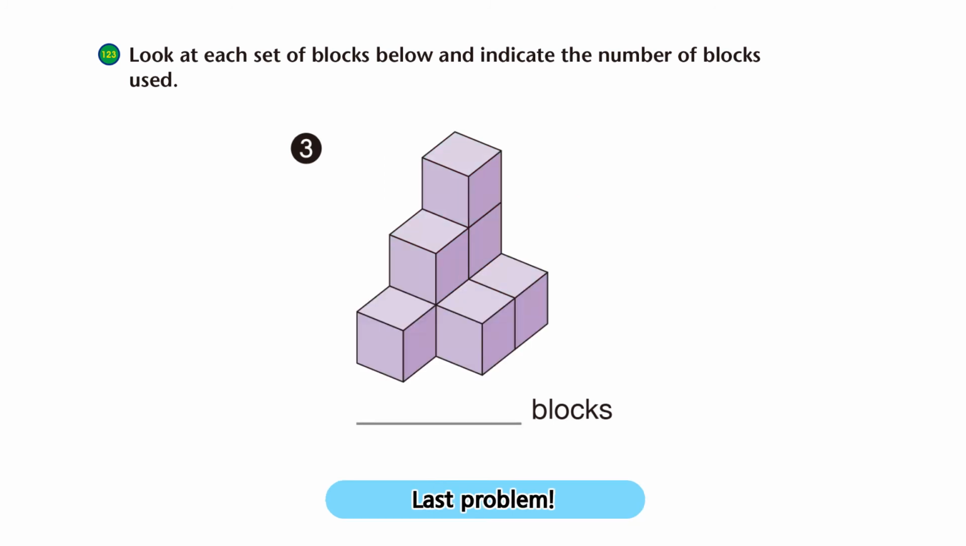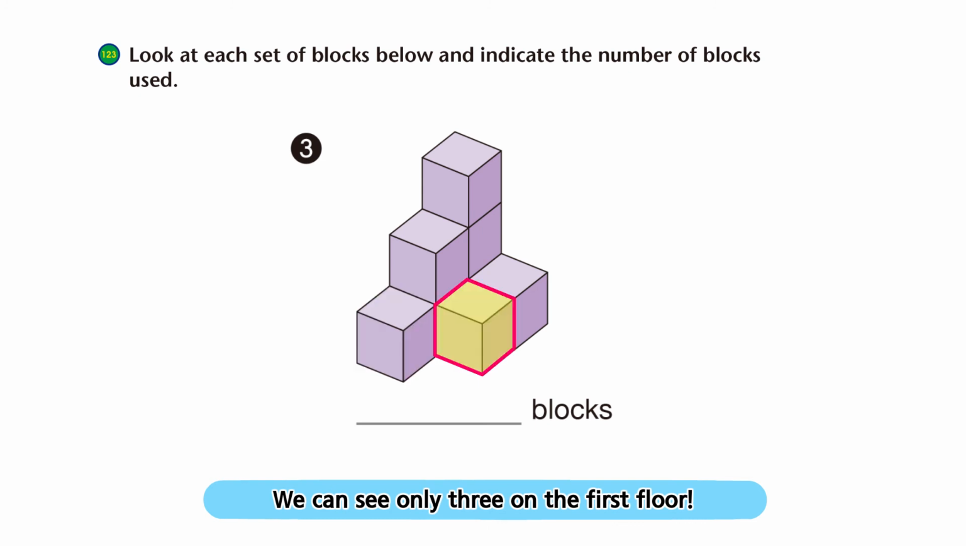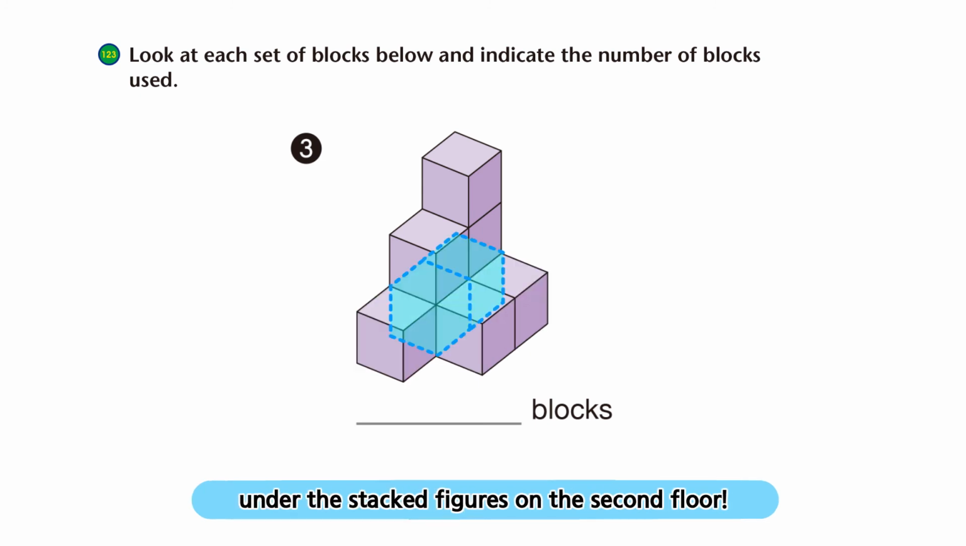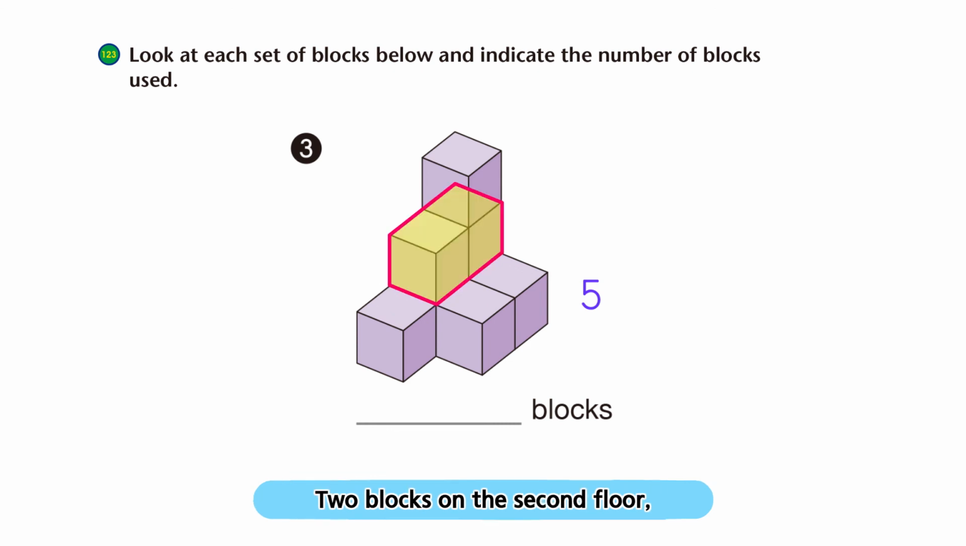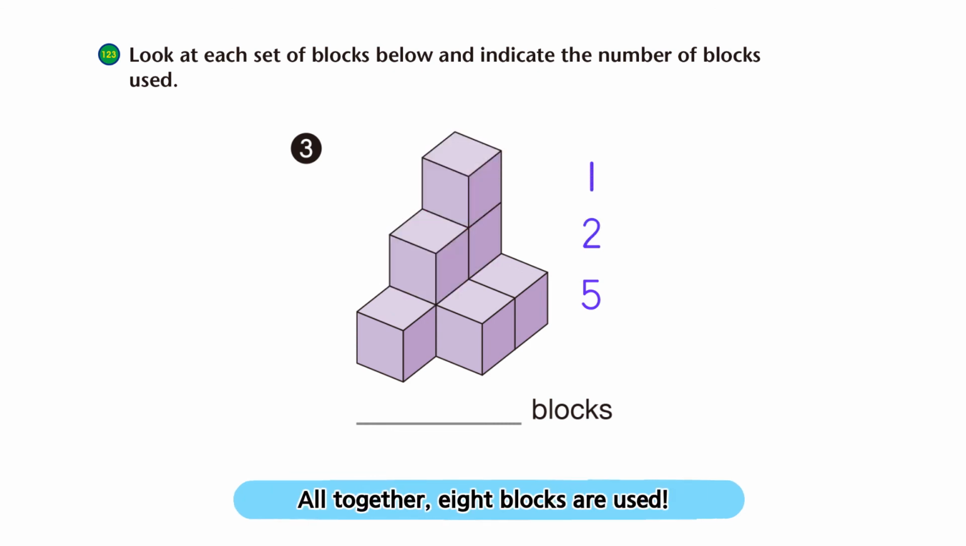Last problem. How many blocks are used? We can only see 3 on the first floor, but we can imagine 2 hidden blocks underneath the stacked figures on the second floor. So 5 blocks on the first floor, 2 blocks on the second floor, and 1 on the third floor. Altogether, 8 blocks are used.